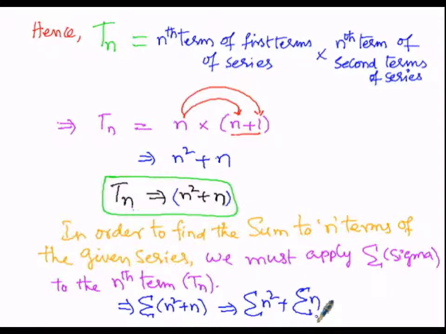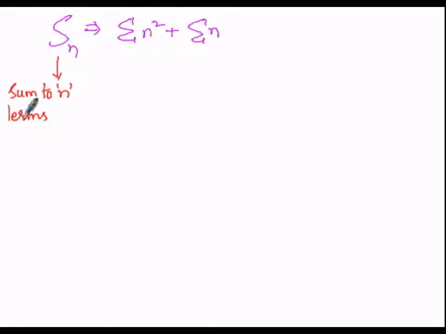So that implies, so we got the summation, the sum of n terms, we can write it as S of n is equal to sigma n square plus sigma n, whereas S of n indicates the sum of n terms of the given series. So here S of n is nothing but the sum to n terms of the given sequence or series.